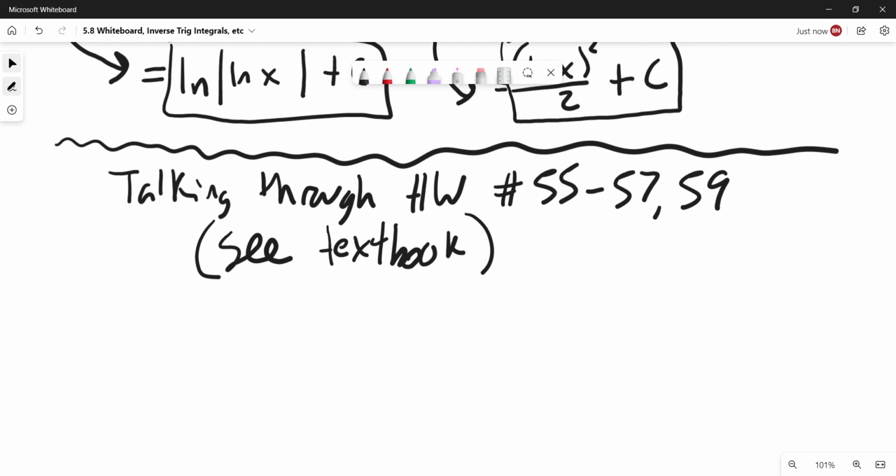55a. Well, boom. That's literally just the formula for arcsine. A is 1, u is x, du dx is 1. Got it. Literally, that should just be arcsine x over 1 plus c. That's it. Nothing complicated.